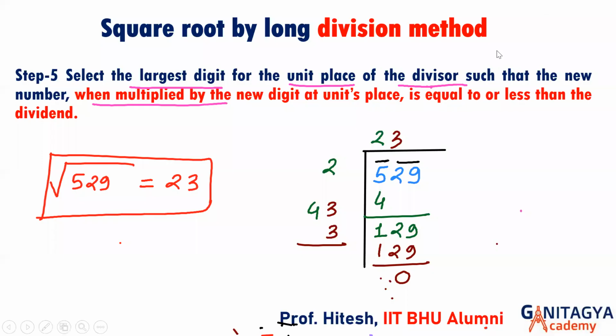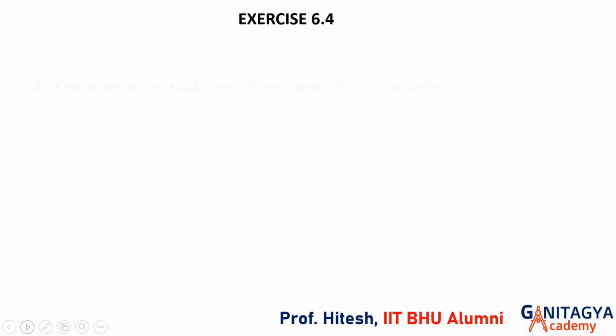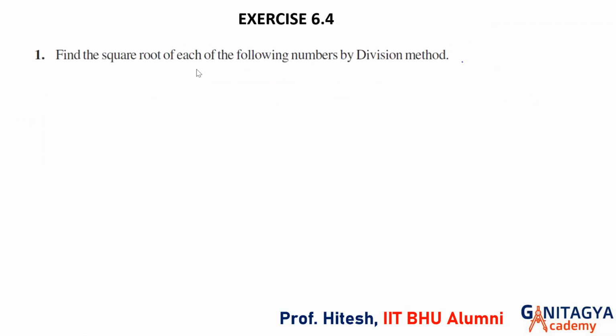Okay, so let me clear. And next we will solve. Let me move to NCERT exercise 6.4. Then we will solve some questions. NCERT 6.4. So the first question, exercise 6.4, is: find the square root of each of the following numbers by division method.